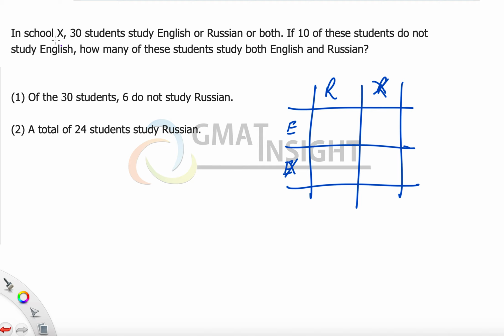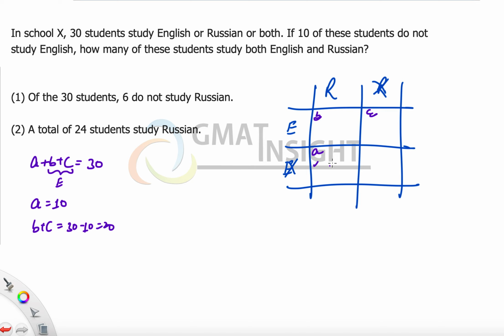Now, 30 students study English or Russian or both. That means study Russian or English or both. If I mark them with A, B, and C, I can see that A plus B plus C is given 30. If 10 of these students do not study English, that means B and C are the students who study English. That means A becomes equal to 10. That means B plus C becomes equal to 30 minus 10, which is 20.